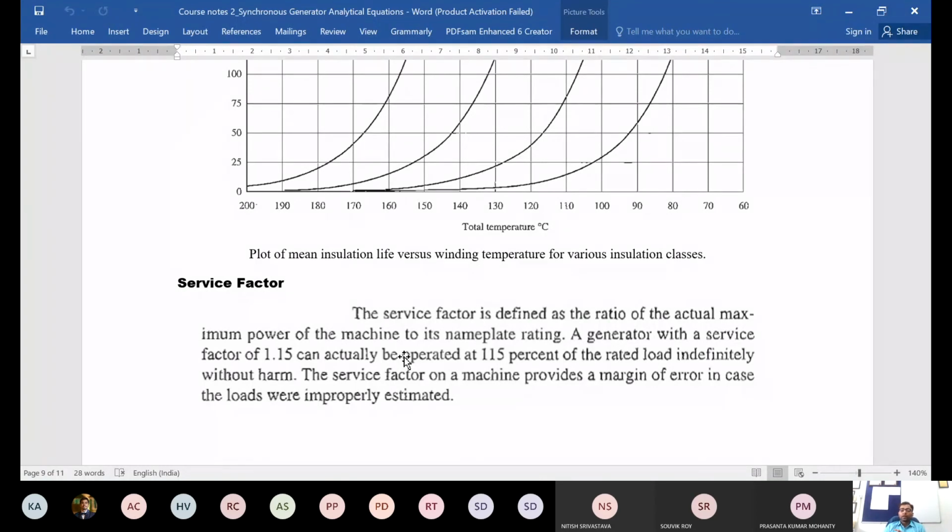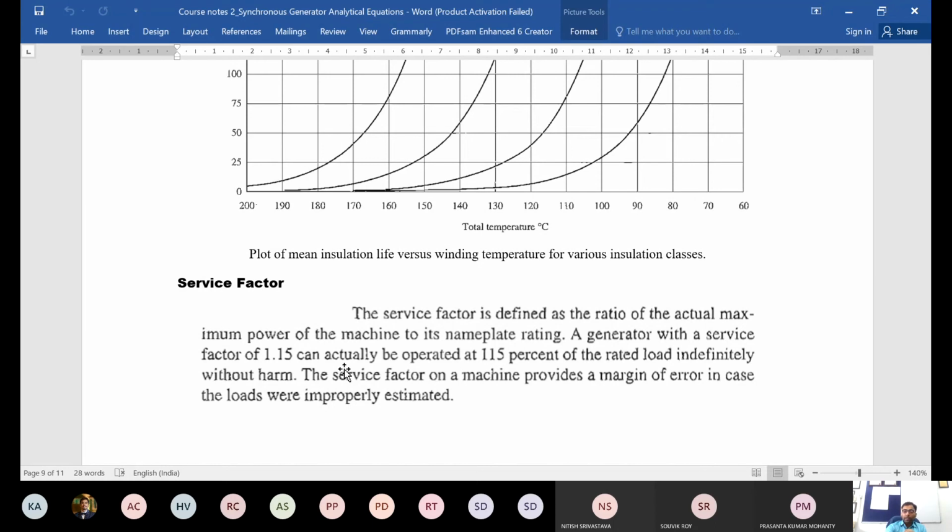So many times generator manufacturers provide something known as a service factor. This service factor basically means that they actually derate the power even below the safe operating limit. Here it says that the service factor is defined as the ratio of the actual maximum power of the machine to its nameplate rating. For example, a generator with a service factor of 1.15 can actually be operated at 115% of the rated load indefinitely without harm. So 15% overload it can take for an indefinite period of time.